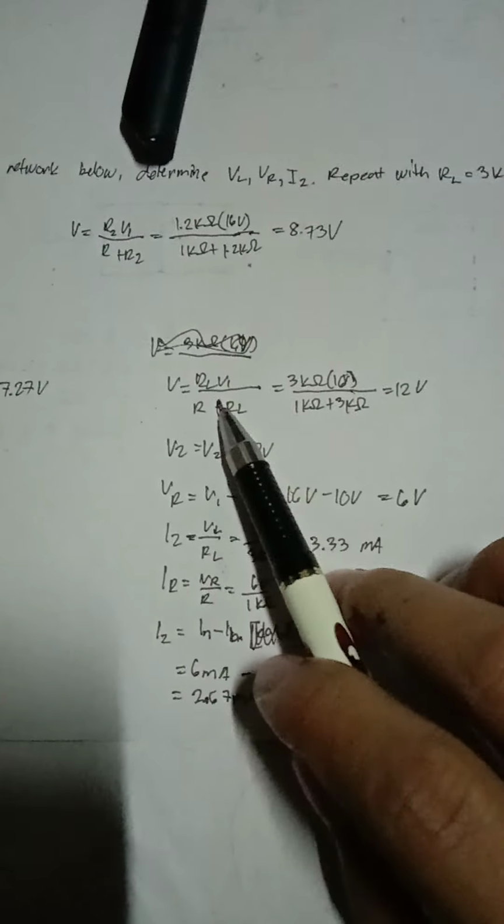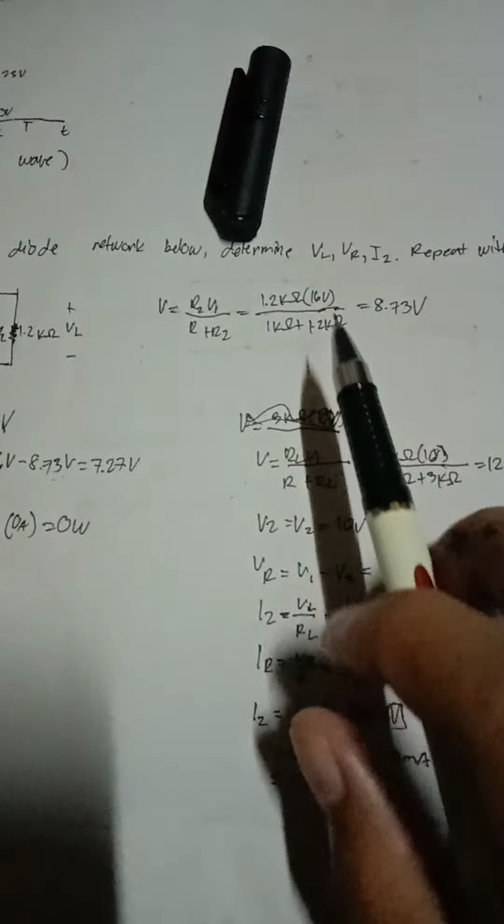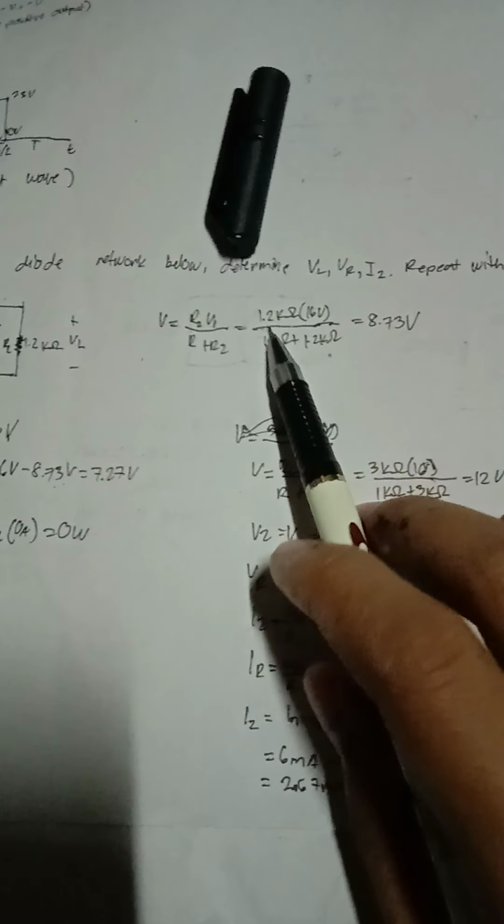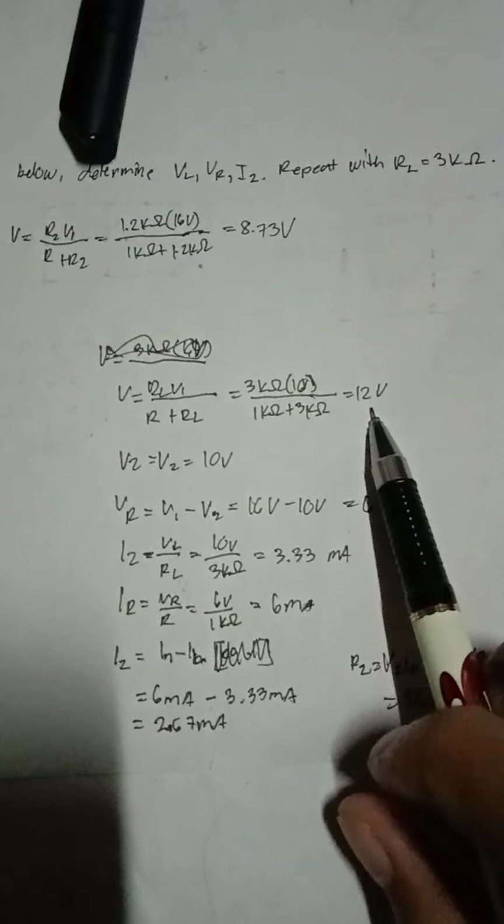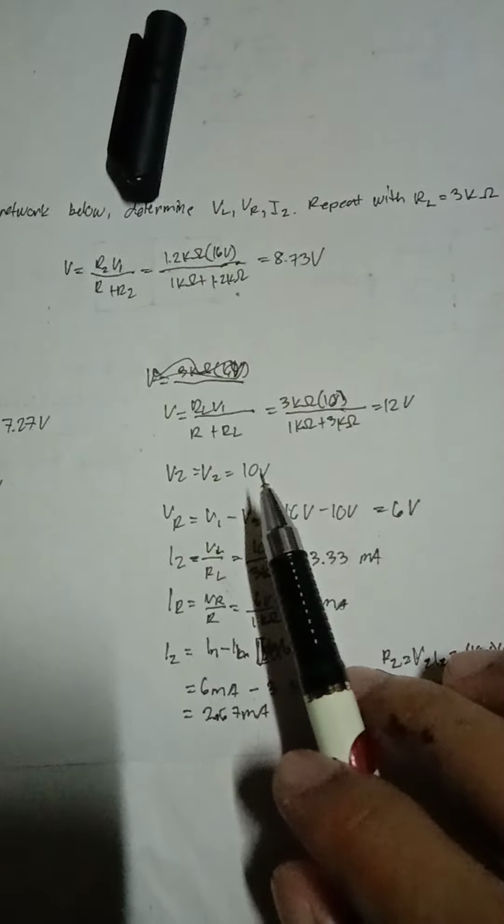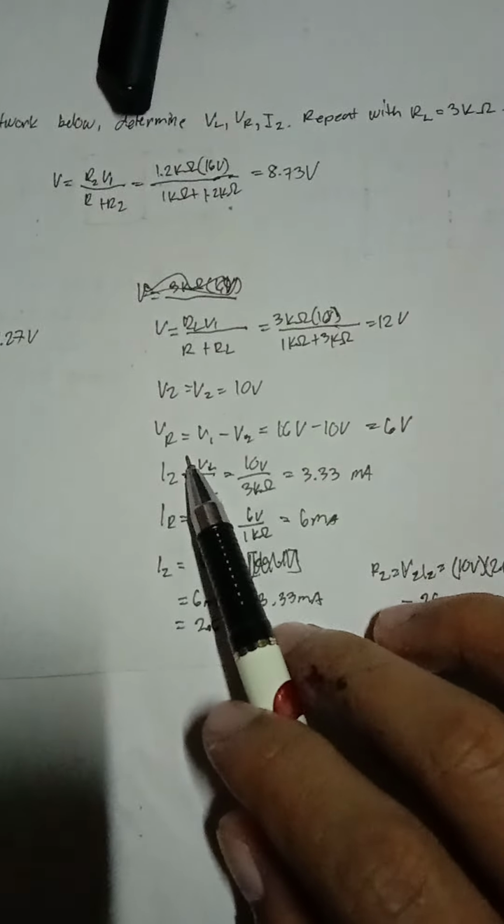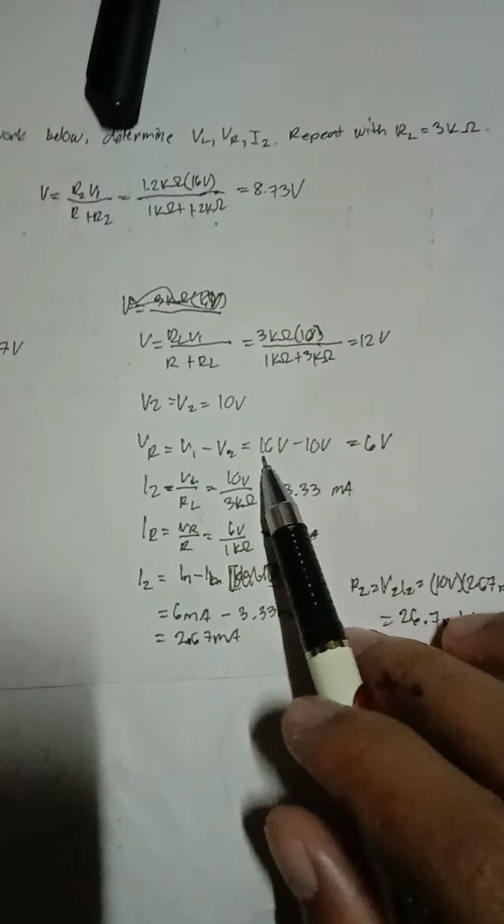Our RL now is 3 kilo ohms compared to our first method, 1.2 only. So now we will have an answer of 12 volts instead of 8.73 volts. So VL now here is equal to VZ, so it is equal to 10 volts. VR is equal to V1 minus V2, and substituting, 16 volts minus 10 volts is equal to 6 volts.